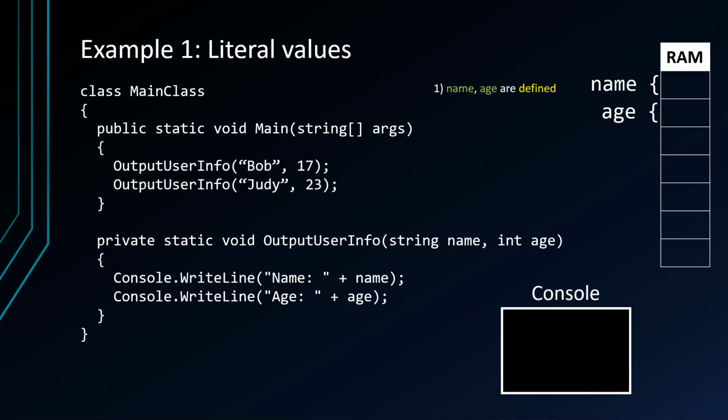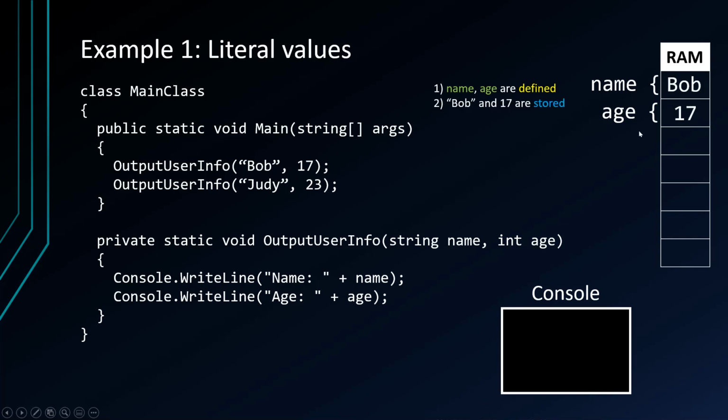Sorry, off track. So starting over again, it calls the output user info subprogram. It jumps down here and it says, all right, I'm going to do this work. Oh, I need to define a variable called name, and it's a string. So we define that variable called name. It's a string. Define another variable called age. It's an int. Okay. So 2 variables now exist in memory, but neither of them have a value at this point. They've just been defined.